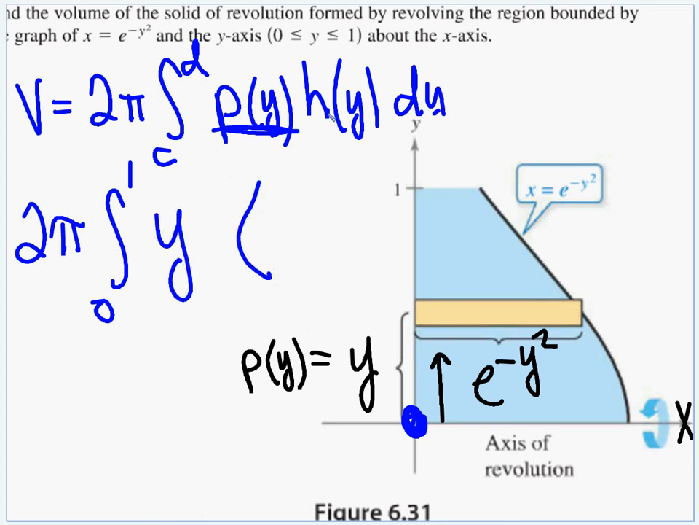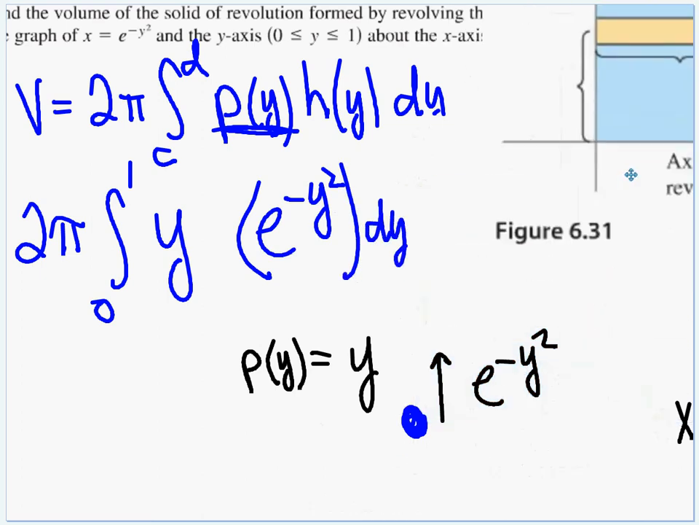P of y, our distance from axis of rotation, we've already determined is just y. And then we have h of y, that is a height of our rectangle, or just e to the negative y squared, dy. Now I guess I can get the picture out of here.